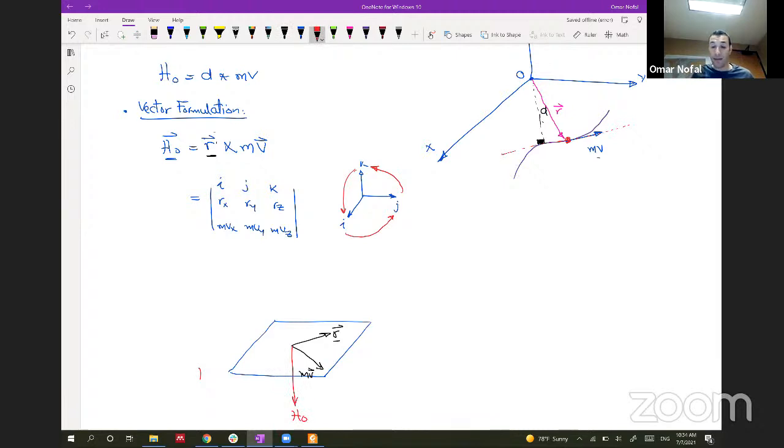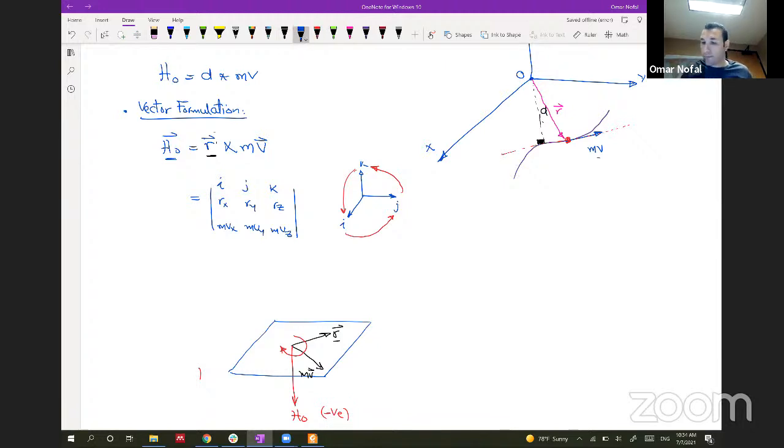So what if it's the reverse? It's something like this. You are going from R to MV, it will be something like that. So this curl is the direction of HO, and it's going down. And this is the negative direction.